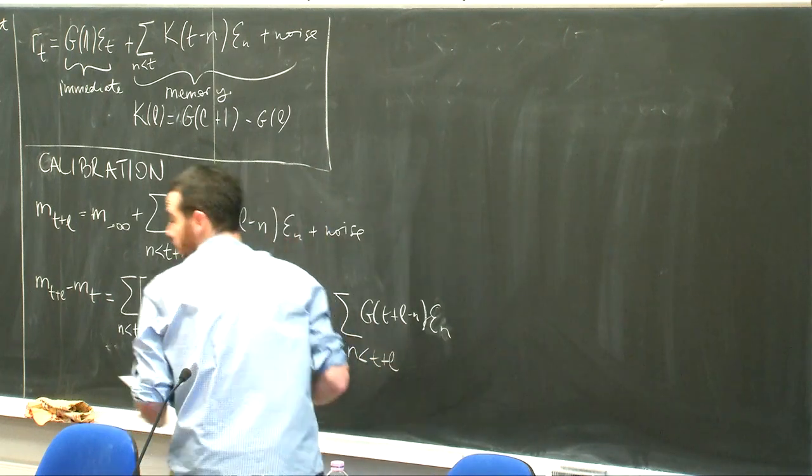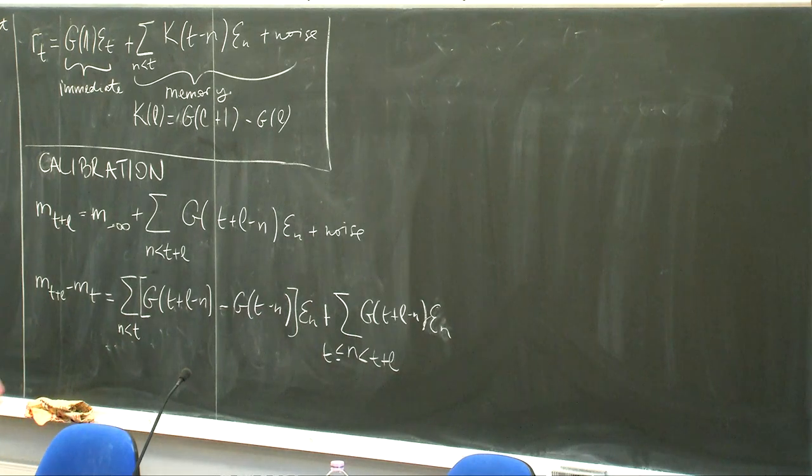Unfortunately, these things have to be written up. So what you can do is take this and subtract this. And so what's the message? Okay, it's easy, we can do it. What's the message of this?